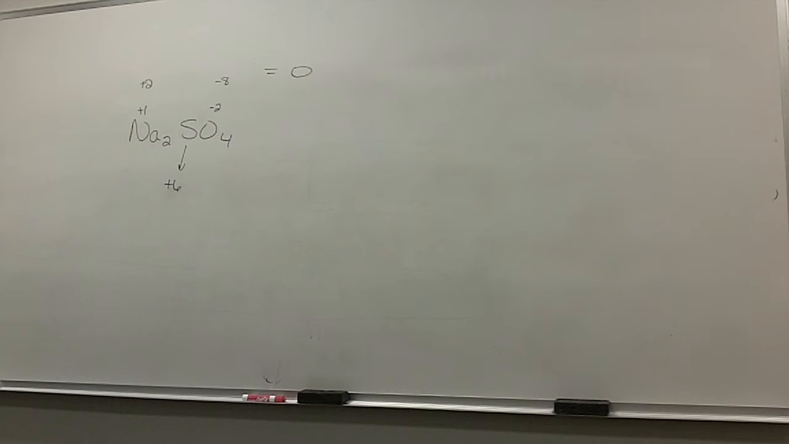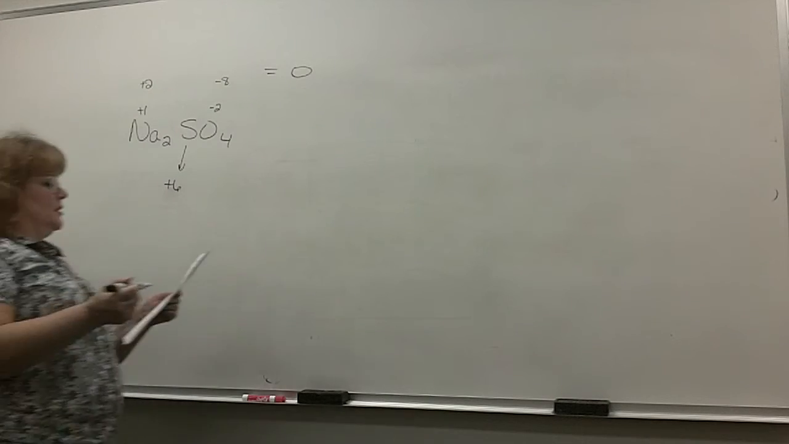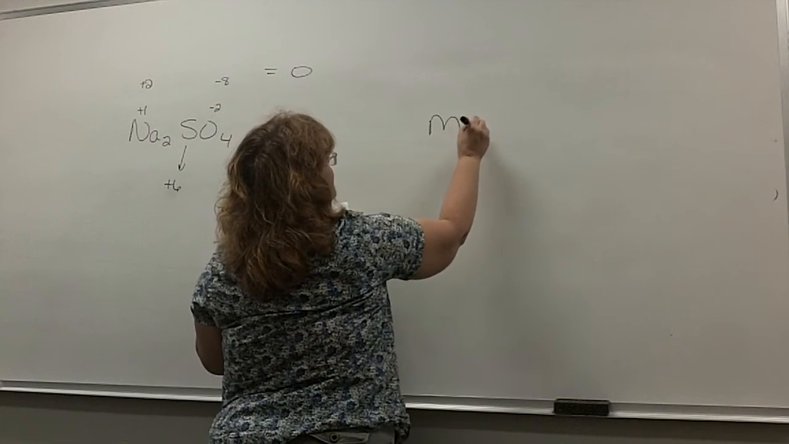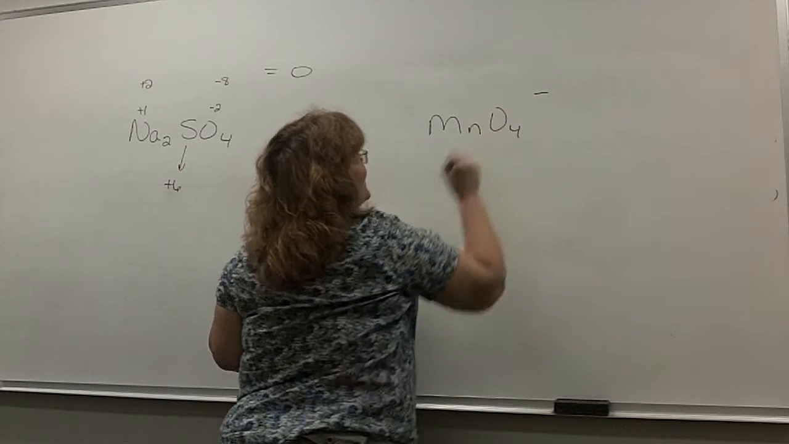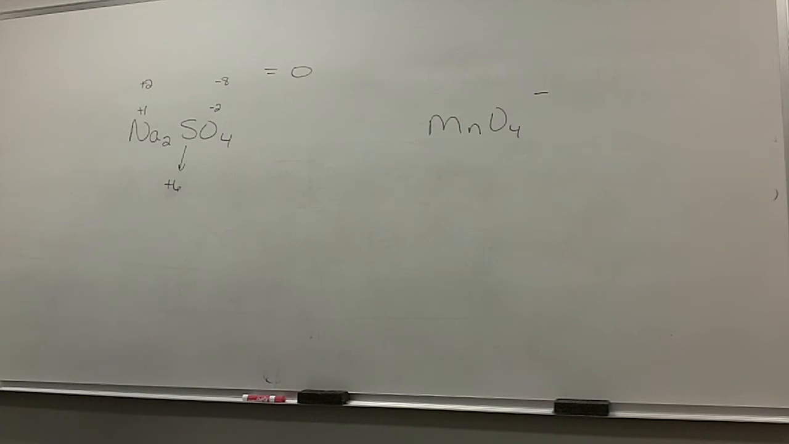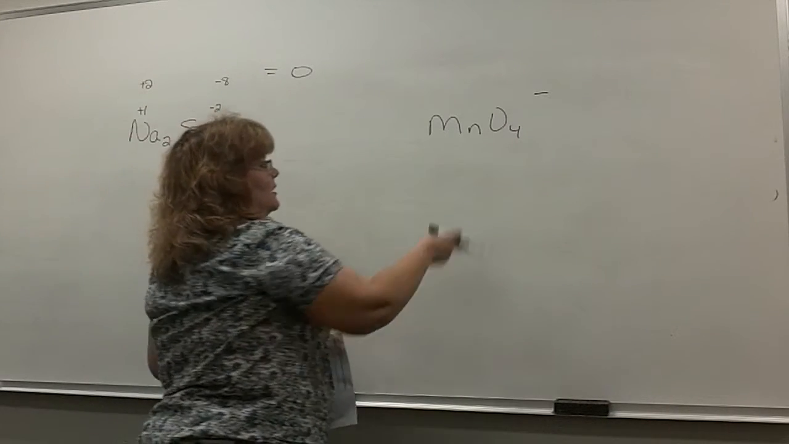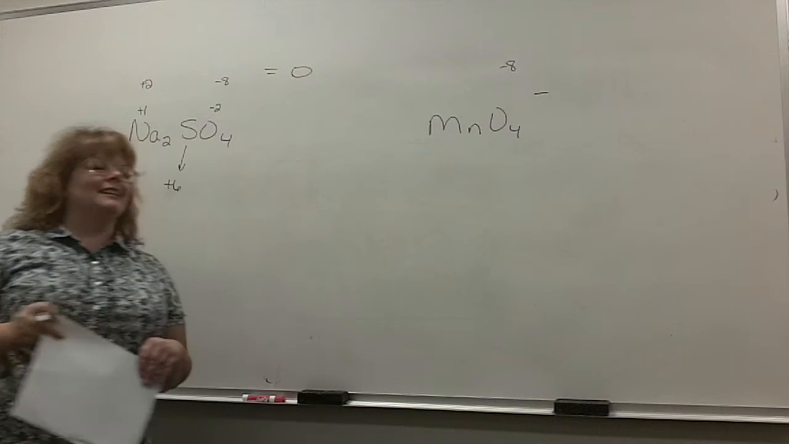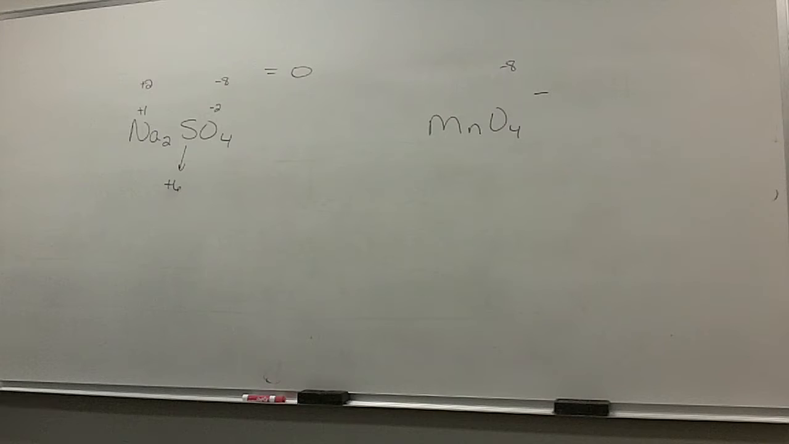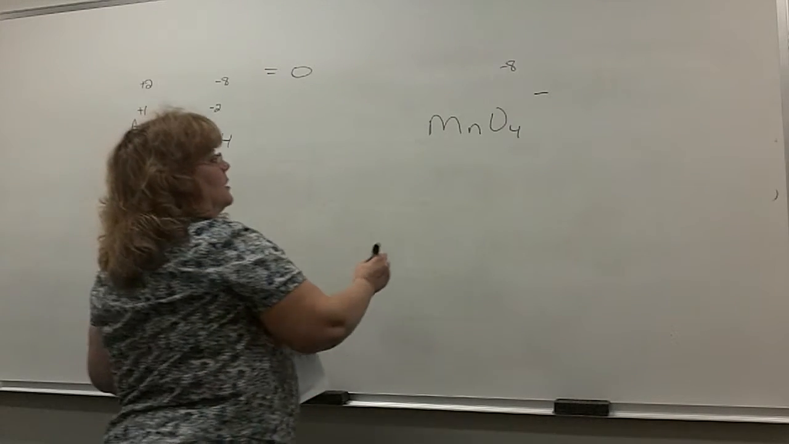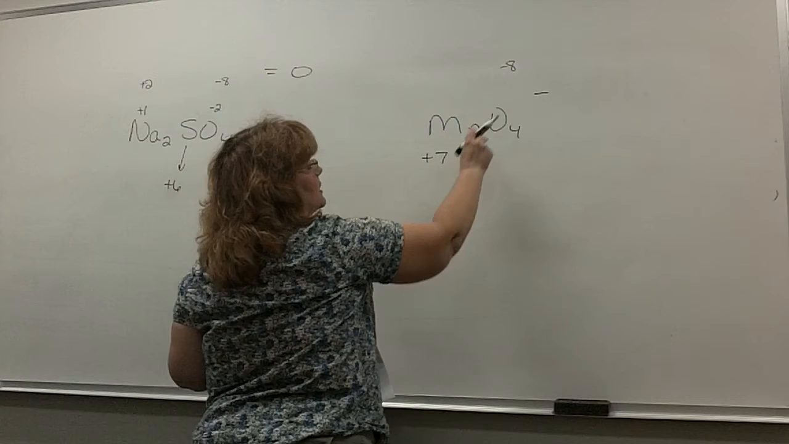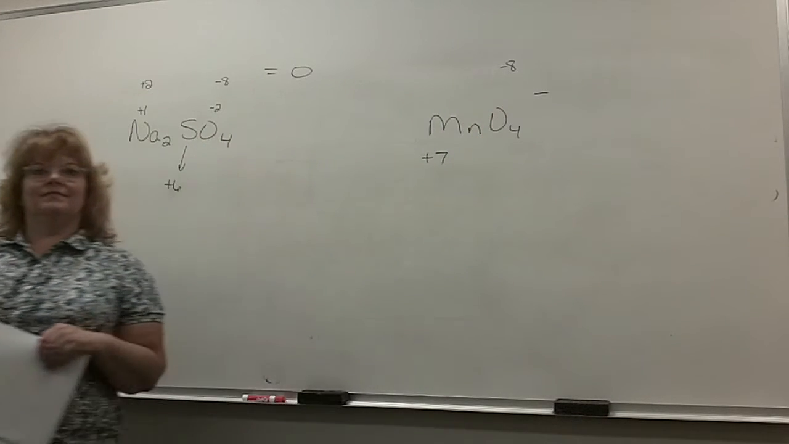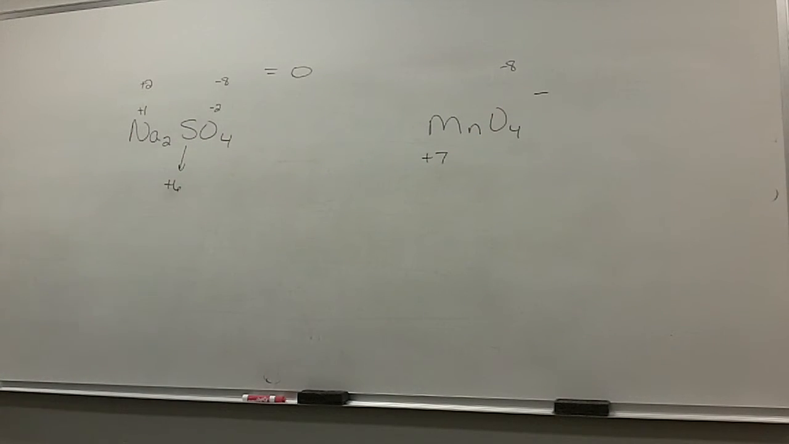So if we did B, we did MnO4 negative. That means the overall polyatomic ion has a -1 charge. So oxygen, again, is -2, and 4 times -2 is -8. So what does the manganese have to be? +7. This has to be +7 to give us the -1. Everybody okay with that?